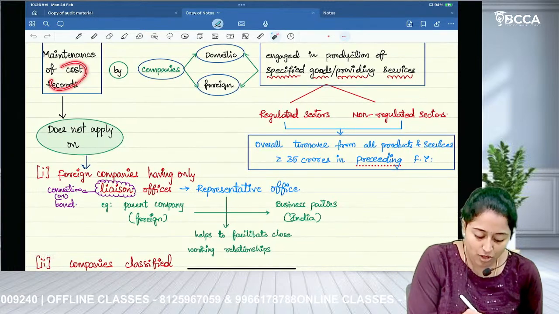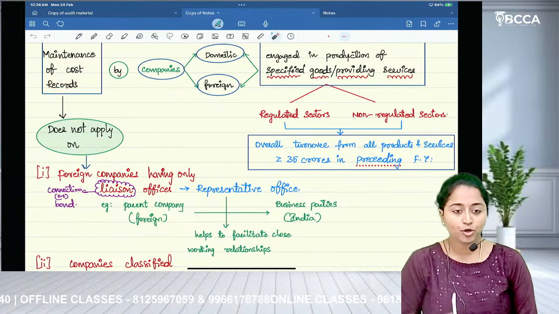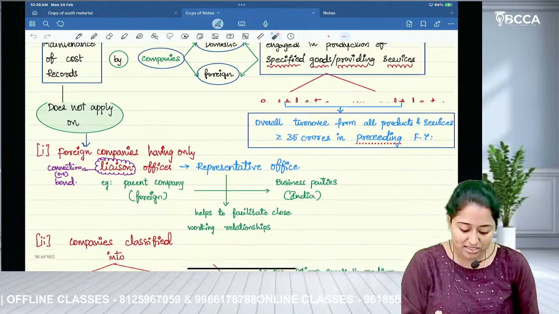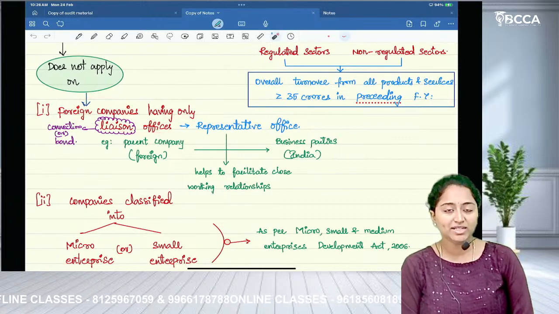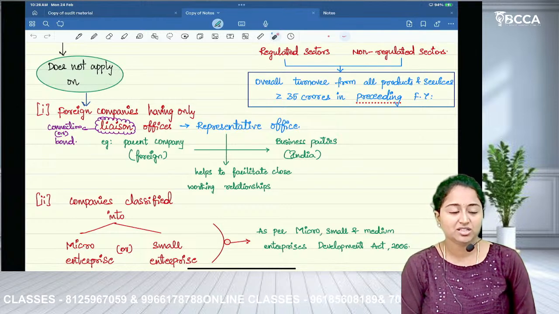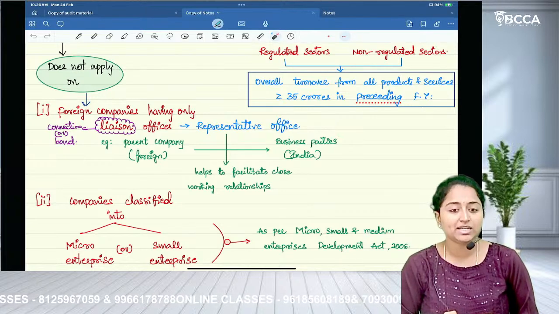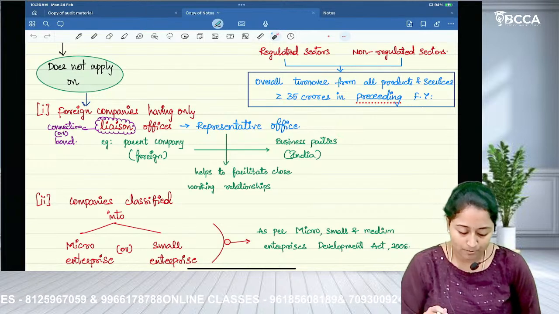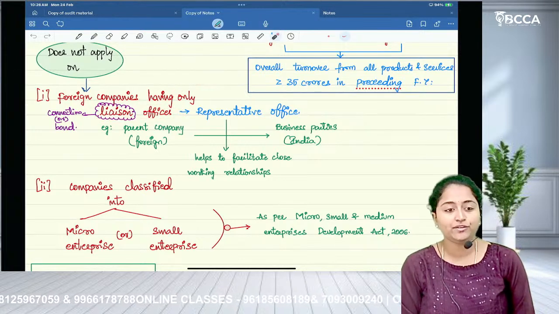And this cost records maintenance does not apply, which means exceptions are there, only for two. First is foreign companies having only a liaison office. What does it mean by liaison office? It is an office where it is only a connection or bond. Liaison means connection or bond. Okay. Now, liaison office is nothing but a representative office.